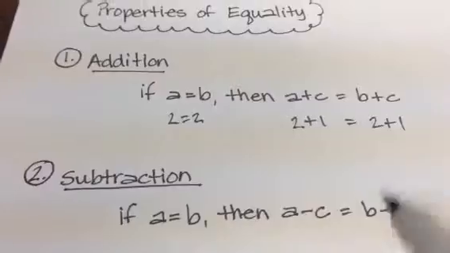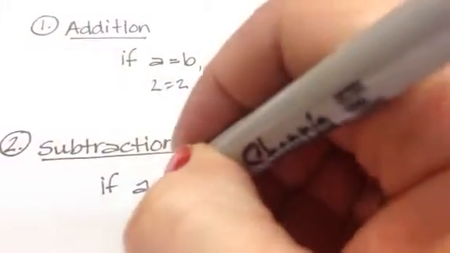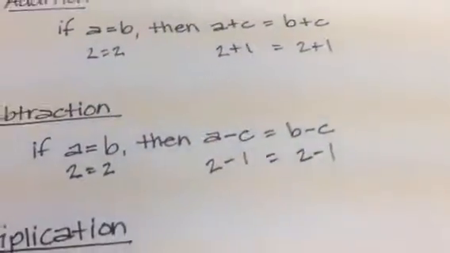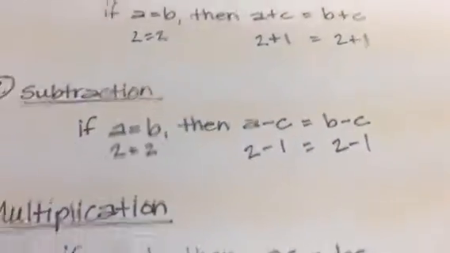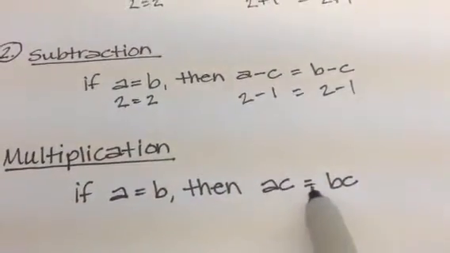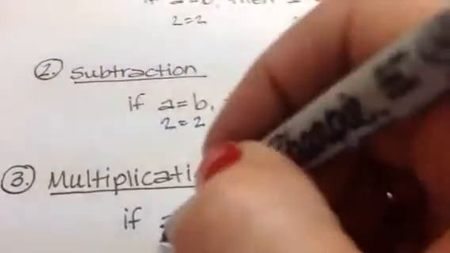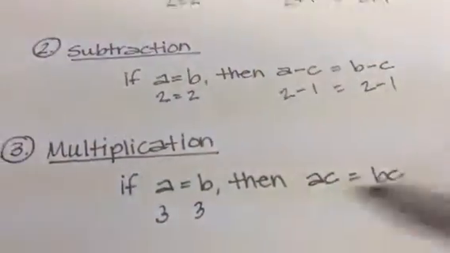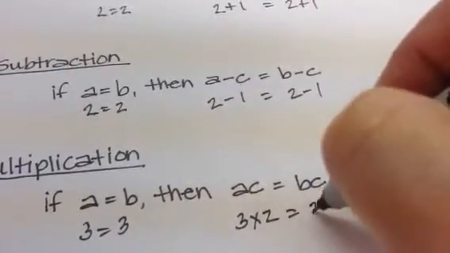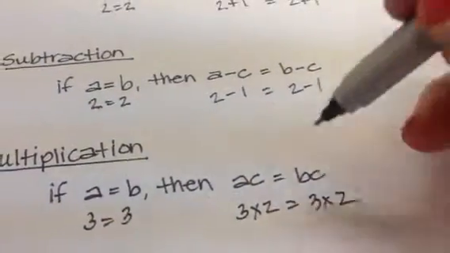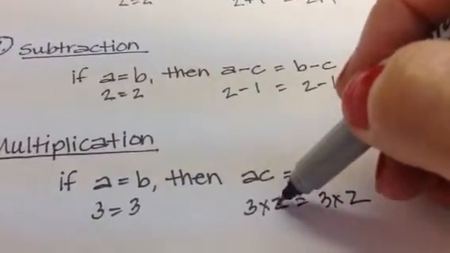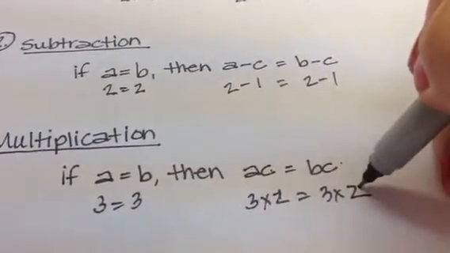In subtraction, if A equals B, then A minus C will equal B minus C. I don't believe you. All right, so let's say these are 2's again. 2 equals 2. How about 2 minus 1 equals 2 minus 1? Well, of course it does. We're getting so smart. In multiplication, if A equals B, then A times C will equal B times C. Let's say these are 3's. 3 equals 3. 3 times 2 equals 3 times 2. Now, Mrs. Van Zalen, how do you know that this is this? Because it's C. So if this C is 2, then this C has to be 2.